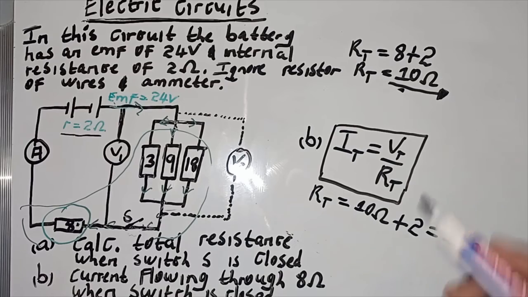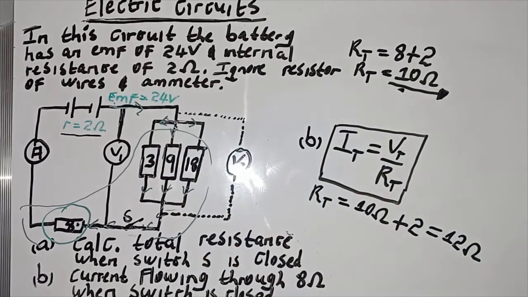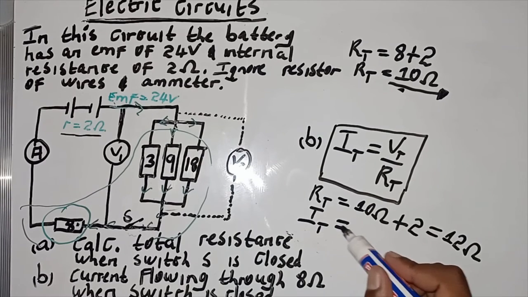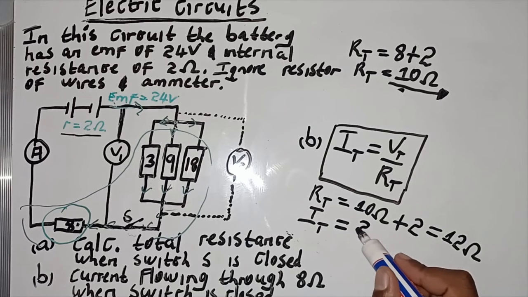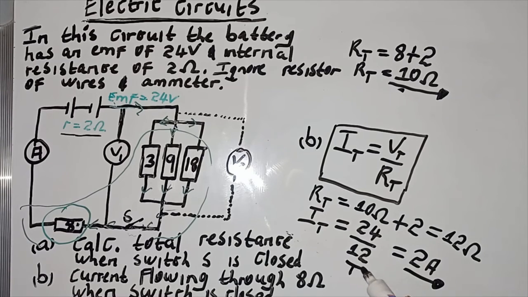Okay, we already know what is the total voltage of our circuit, which is the EMF already. Okay, so therefore it means that our total current in the circuit is going to be the same as 24 volts divided by this 12 ohms. So it means that the current of the circuit is 2 amperes. Okay, so that therefore the current of the 8 ohm resistor is 2 amperes.